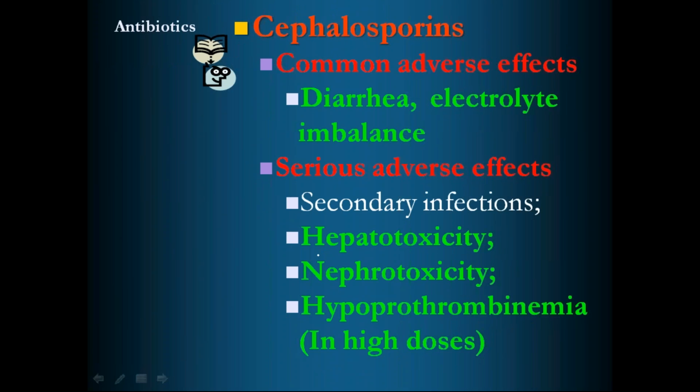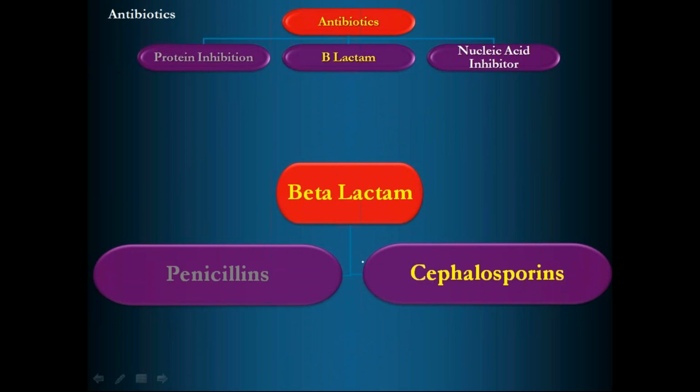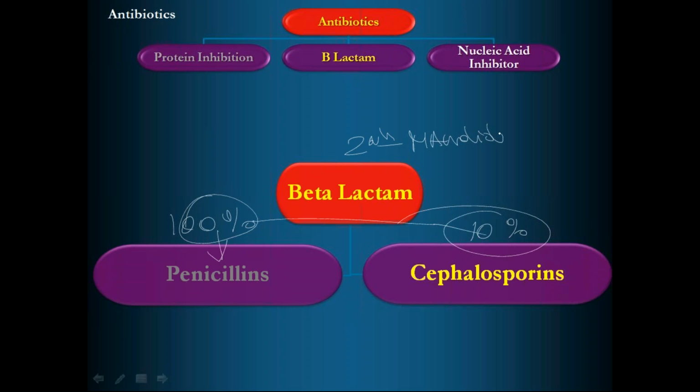Here we have electrolyte imbalance, which is going to be hyperkalemia and hypernatremia, similar to the penicillins. Remember that penicillins and cephalosporins are cousins, so out of 100 people who are allergic to penicillins, 10 of them are going to be allergic to cephalosporins. So if the patient has an allergy to penicillin, you need to question the prescription if they give a cephalosporin. The second line is the macrolides.